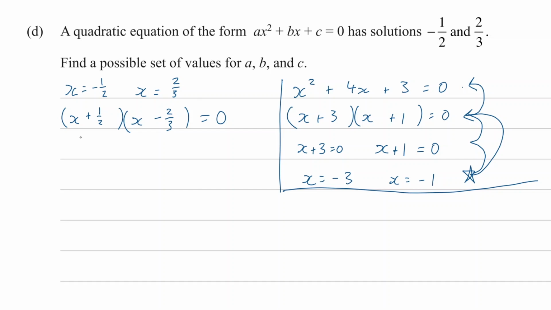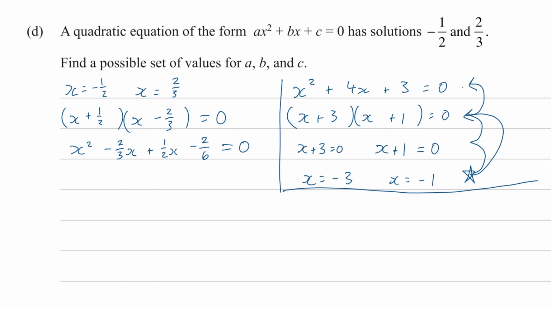Right, and we can check if we were to solve this by setting these brackets equal to 0, we would get x equals -½ and x equals 2/3. So we've taken the solutions and used them to write the quadratic equation in factorized form. However, the question is asking for standard form, so now we can expand our quadratic. So we get x times x squared, x times -2/3, -2/3 x, 1/2 times x plus 1/2 x, 1/2 times -2/3, -2/6, and that equals 0.